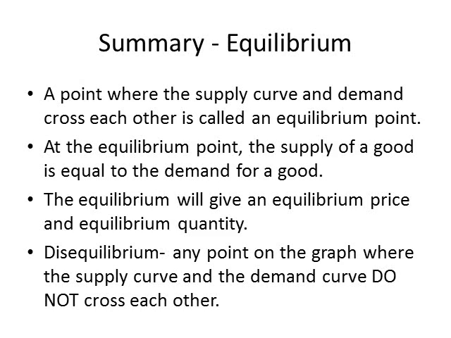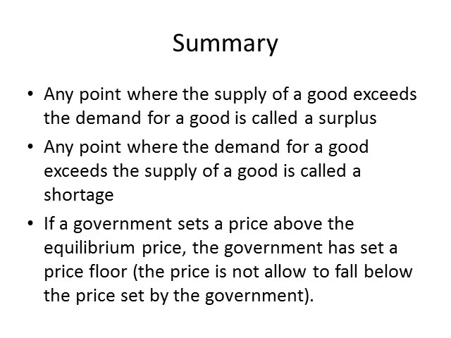Summary. The point where the supply and the demand curve cross each other is called the equilibrium point. At the equilibrium point, the supply of a good is equal to the demand for a good. The equilibrium point will give an equilibrium price and an equilibrium quantity. Disequilibrium is any point on the graph where the supply curve and the demand curve do not cross each other. Any point where the supply of goods exceeds the demand for a good is called a surplus. Any point where the demand for a good exceeds the supply of a good is called a shortage.